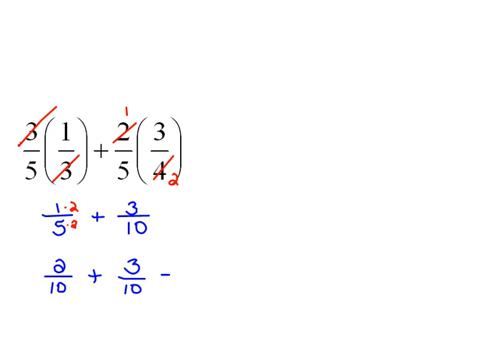Now we can add those fractions. So 2/10 plus 3/10 would be 5/10. Now we're not done because we always want to simplify as much as possible. And in this one, these have a common 5. So 5 will go into 5 one time, and 5 goes into 10 two times. So fully reduced, our answer should be 1/2.